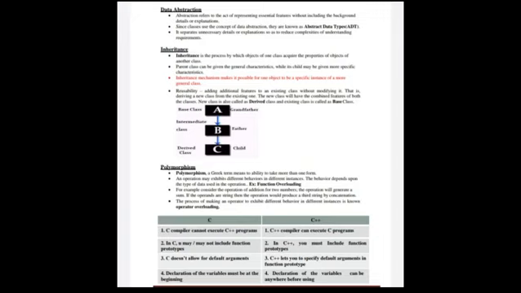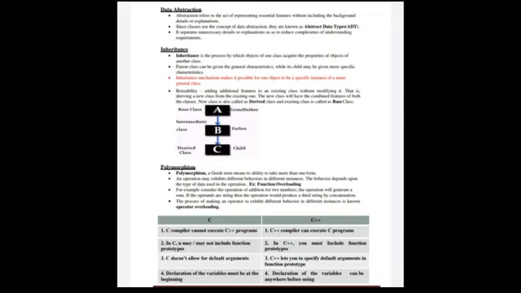Example, function overloading. For example, consider the operation of addition for two numbers. The operation will generate a sum. If the operands are strings, then the operation would produce a third string by concatenation. The process of making an operator exhibit different behavior in different instances is known as operator overloading.